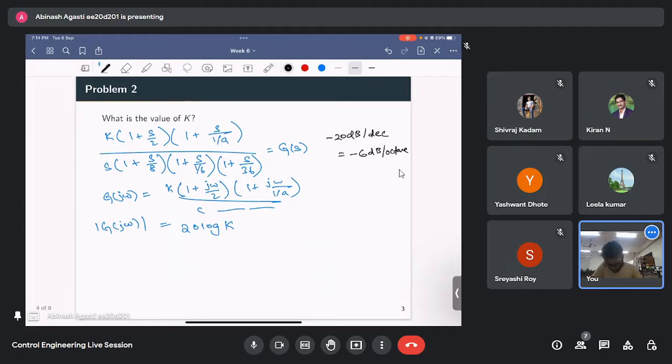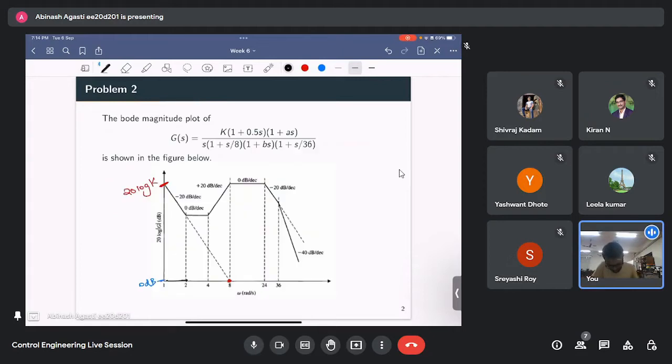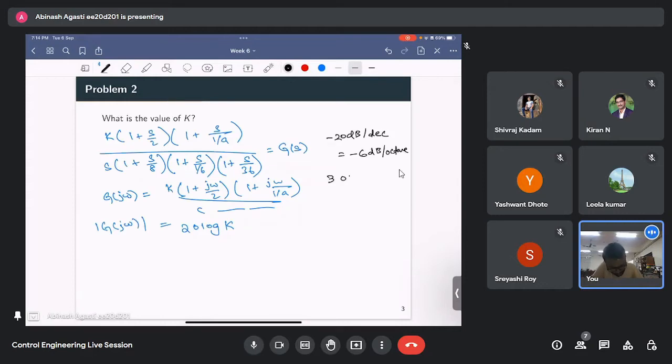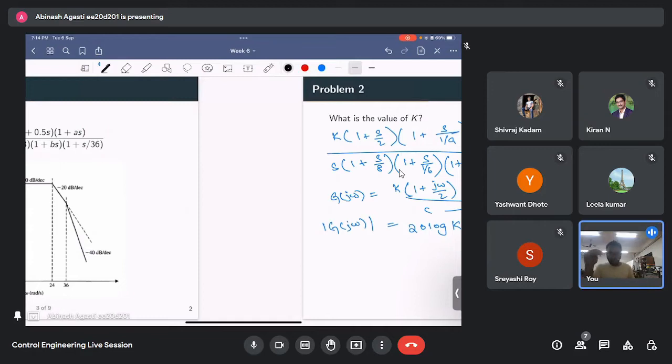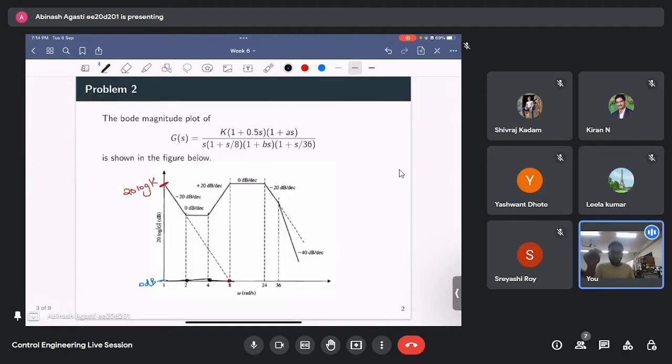Here, from 1 to 2, then from 2 to 4, then from 4 to 8, we have 3 octaves. So in 3 octaves, at a slope of minus 6 dB per octave, I can go down 18 dB, correct? So that means from the value here, 20 log k, in 3 octaves I am going to 0.